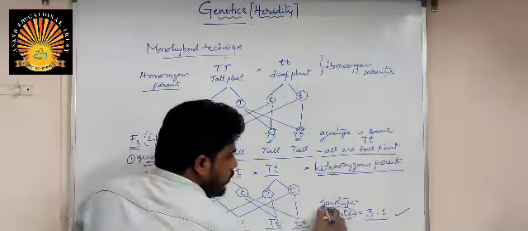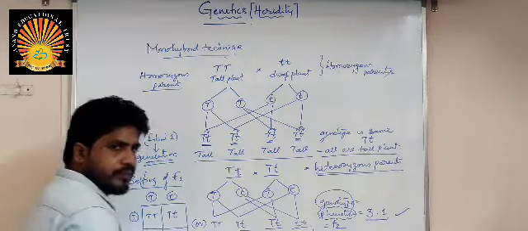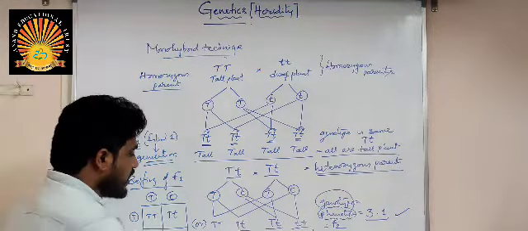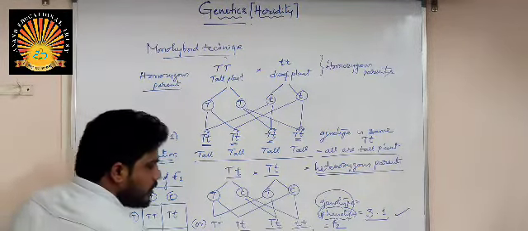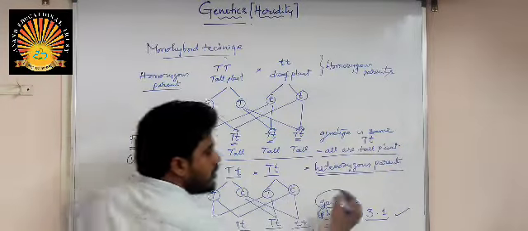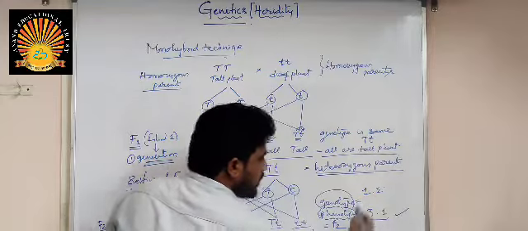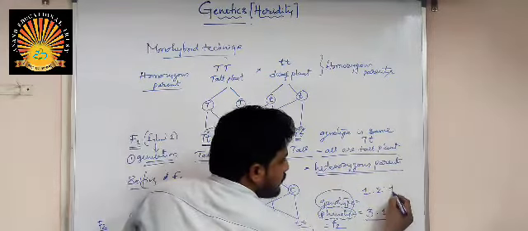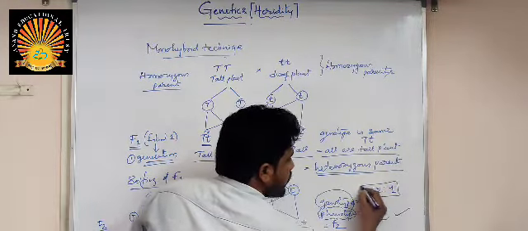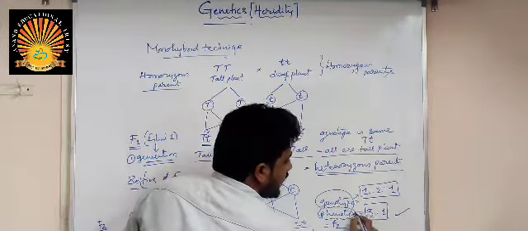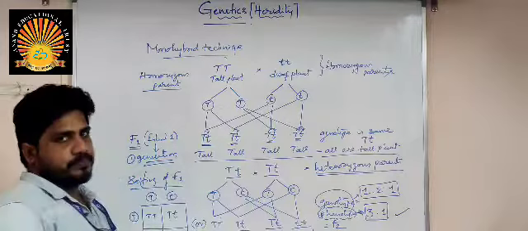Secondly, what is the genotypic ratio? Look, there are three talls. Among them, one is pure tall and two are hybrid talls. So 1 is pure tall, 2 are hybrid talls, and 1 is dwarf. So 1:2:1 is the genotypic ratio and 3:1 is the phenotypic ratio.